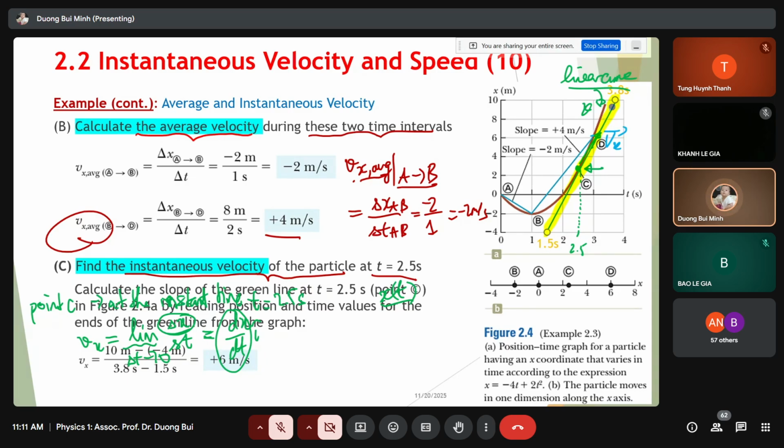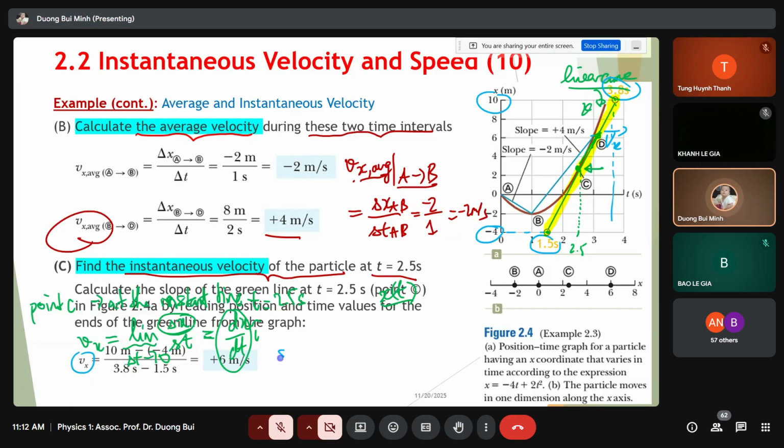So we just pick randomly two points here because Vx is the slope according to this tangent line. If I randomly choose this point and this point, this point is 1.5 seconds and you get x is minus 4, and for this point you get 3.8 seconds and x is 10. So now you can get the slope Vx.